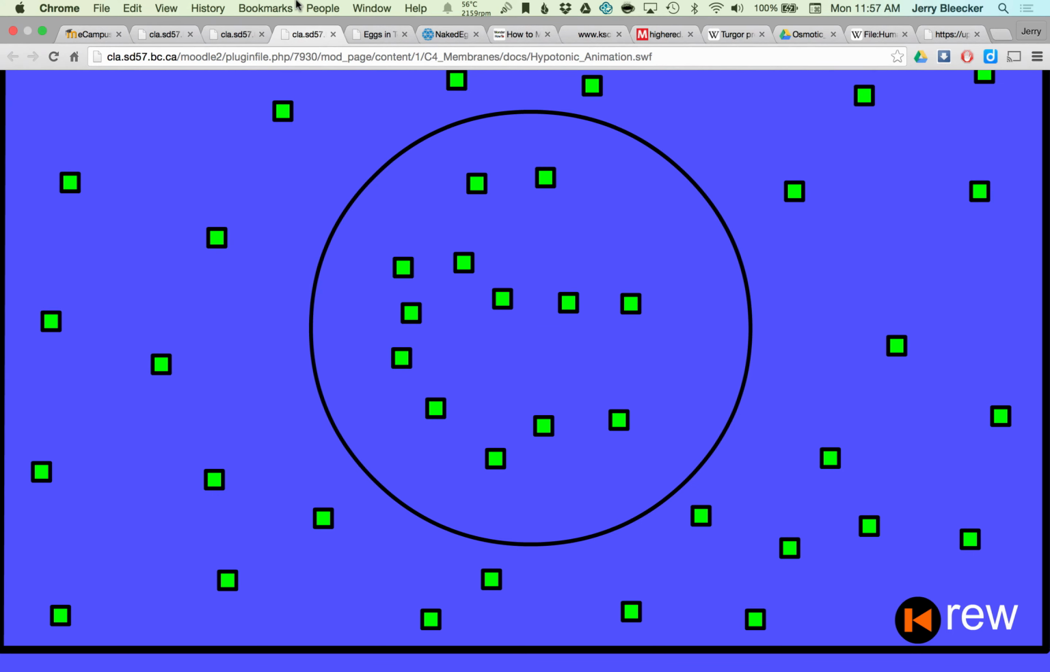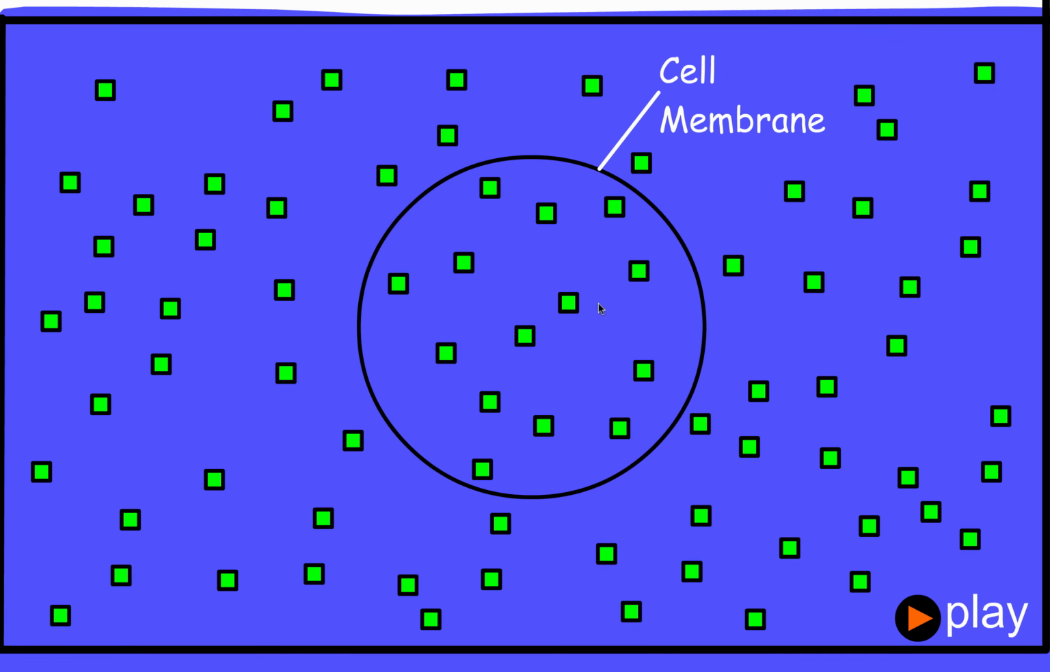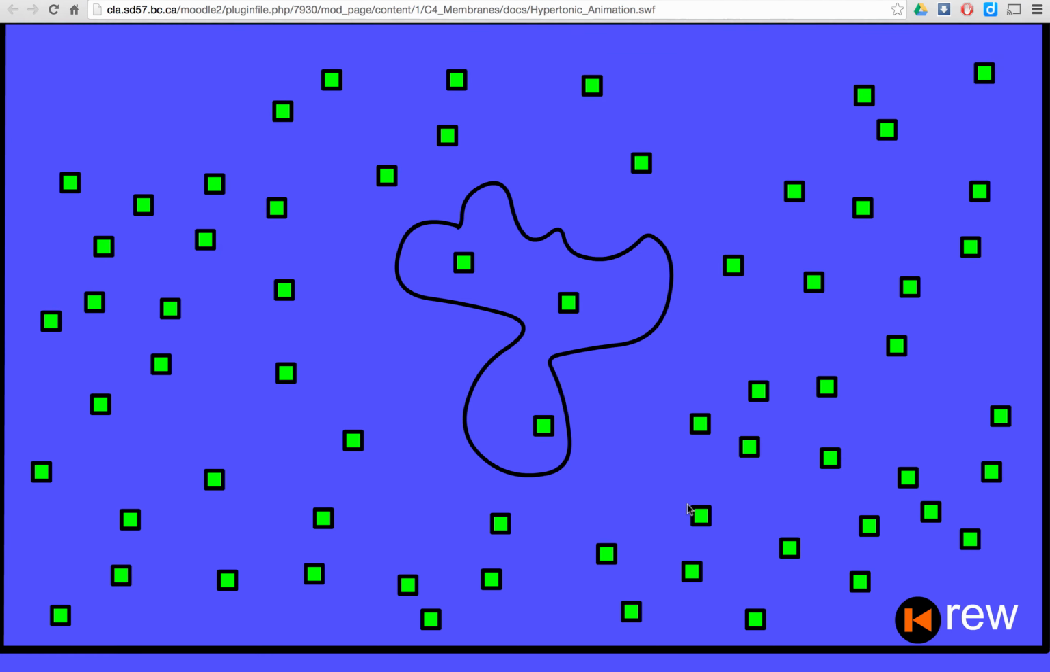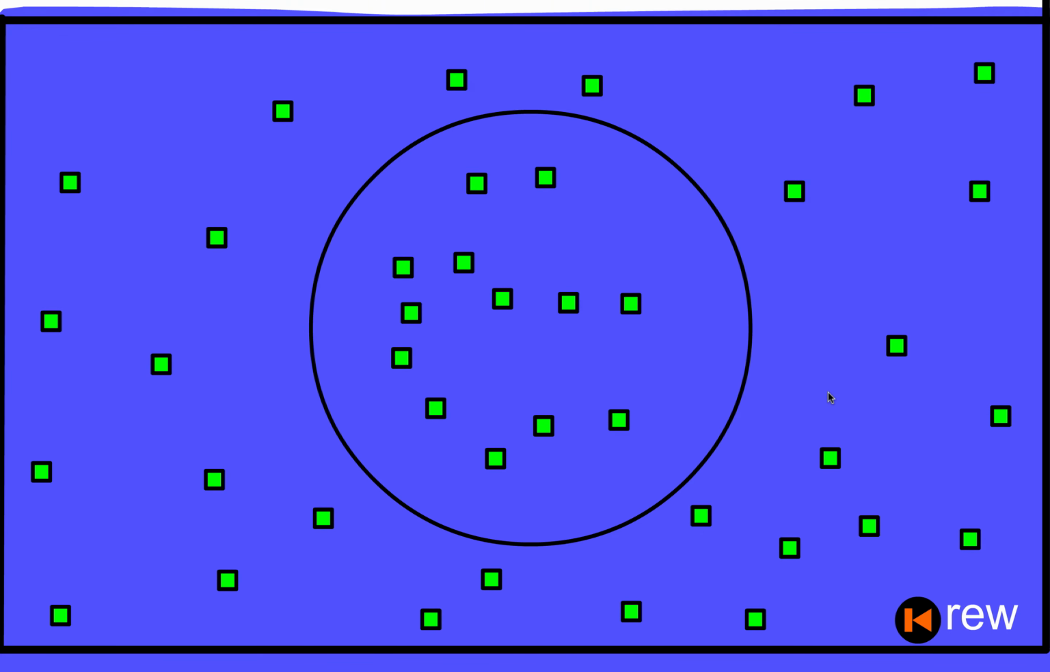Interesting. So what we've got is we've had a chance to look at isotonic environments where it's relatively the same. We've had a chance to look at hypertonic environments where the net osmotic flow in this case is out of the cell. And we had a chance to look at an environment in which the environment is hypotonic, so there's a flow of water into the cell.